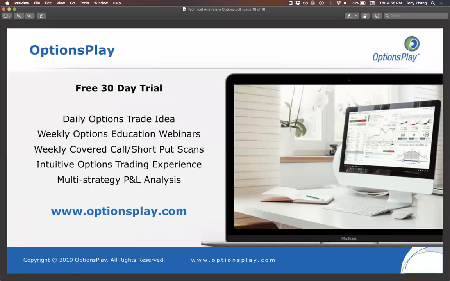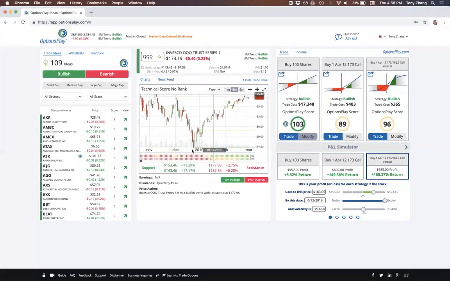So with that, what I want to do is jump over to OptionsPlay. I don't have a lot of time, but I do want to go over a few different examples and show you, because I think the current market conditions really play into some of the things that I'm going to show you here today. So I have the Qs up.